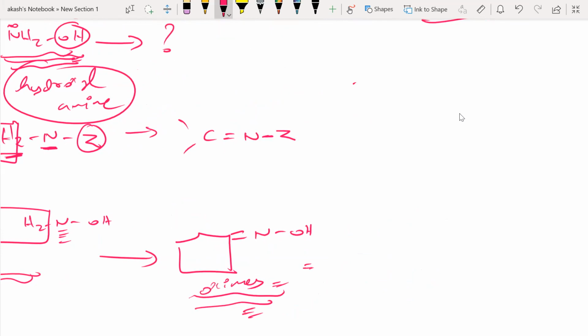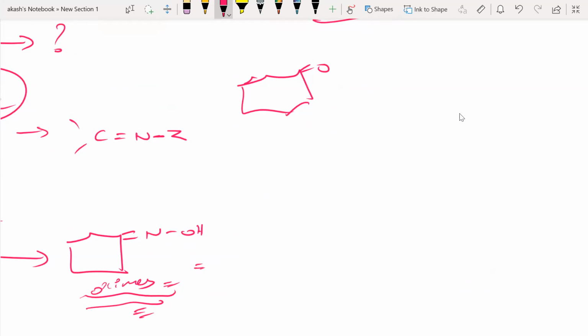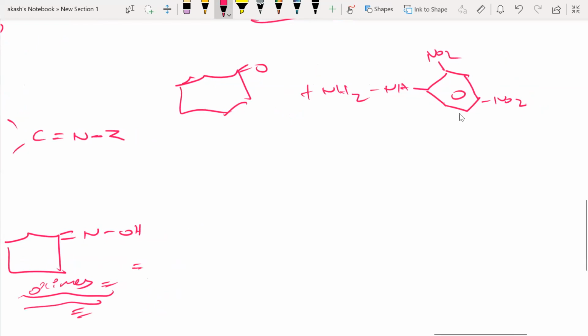Okay, say another example like that. Say I have this particular ketone and that is reacting with NH2, NH, benzene ring with one NO2 here, another NO2 here. Okay, tell me what is the product. I hope you know what this compound is.